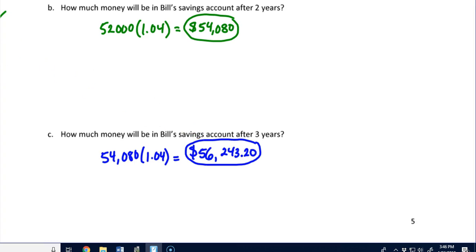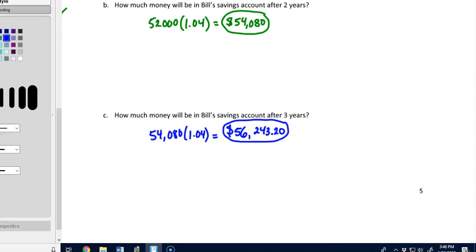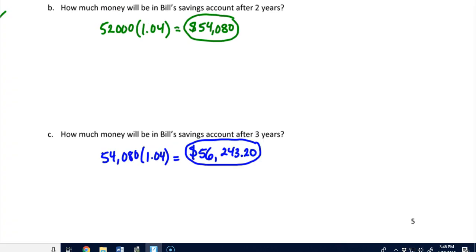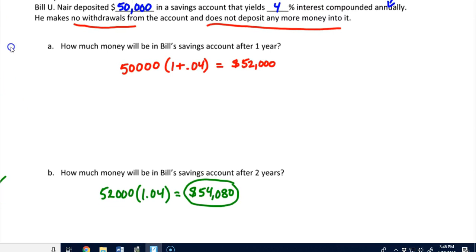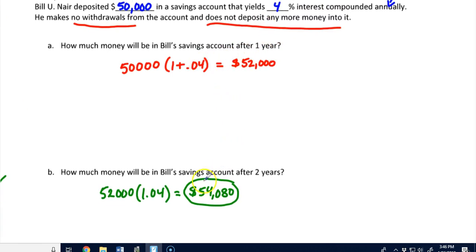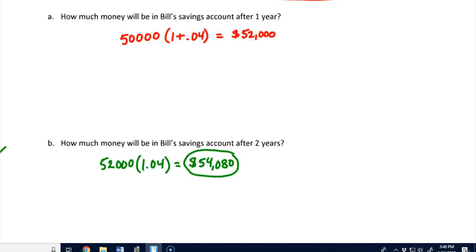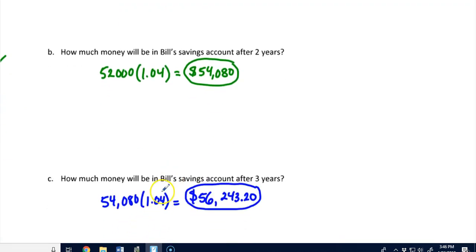Well, what if I wanted to jump out and find out for the next 13 years or something? I really don't want to have to find out every single previous year. So let's just look back and see what we did. We took that $50,000, and we multiplied it 1 time, 2 times, 3 times. We multiplied the $50,000 by 1.04. So really, I could have jumped out and gotten that amount by doing it all in one step.